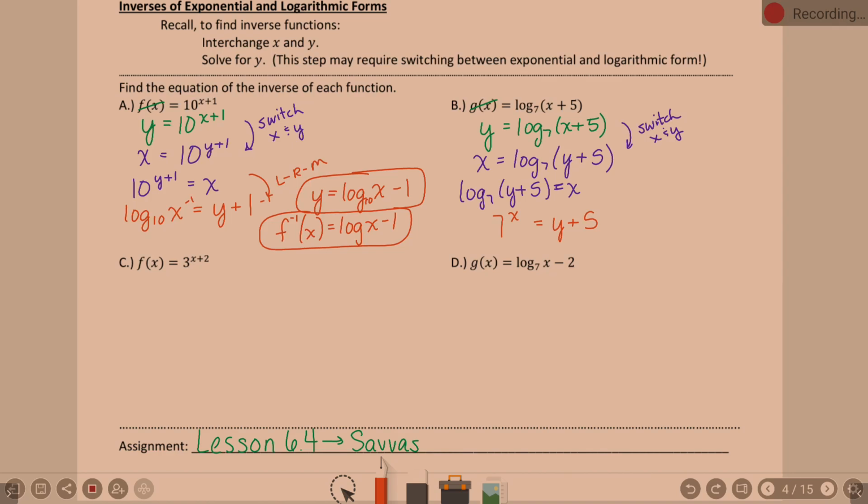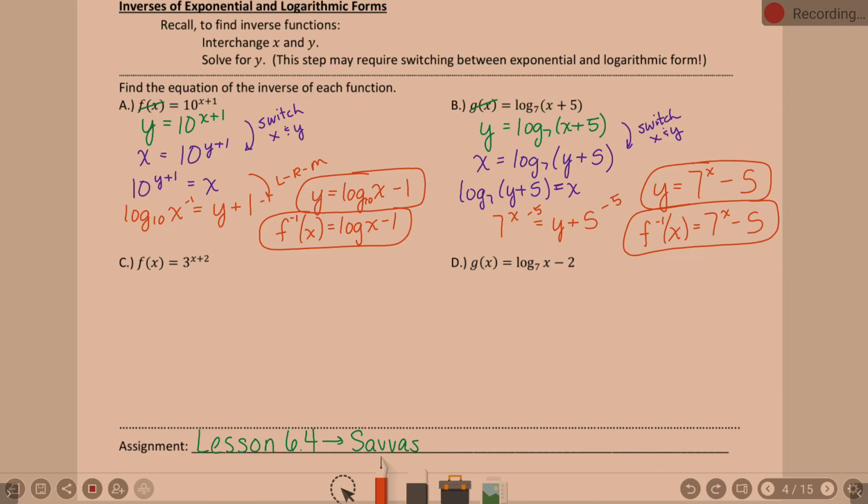How do I get y by itself? Subtract 5. If it's y plus 5, we're going to subtract 5. Now, would I go and write this out? Y equals what? 7 to the x minus 5. Or if you put it in inverse notation, f inverse of x equals 7 to the x minus 5.